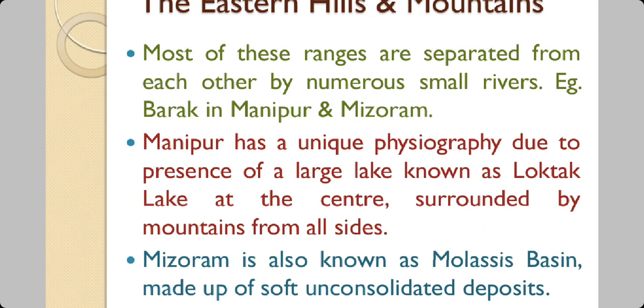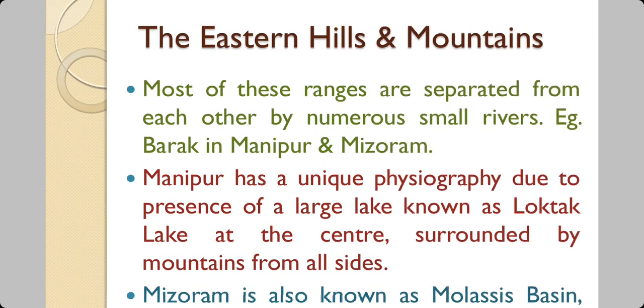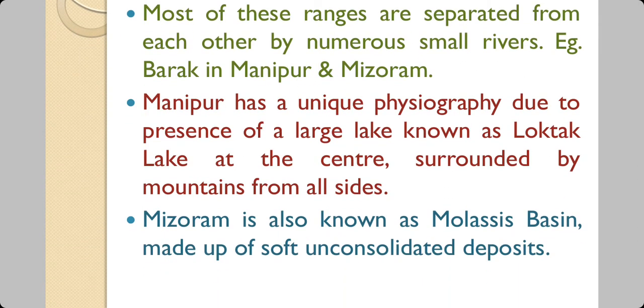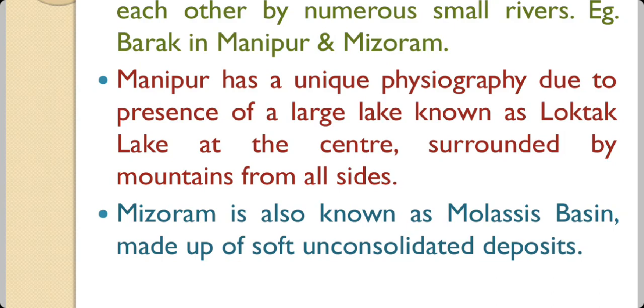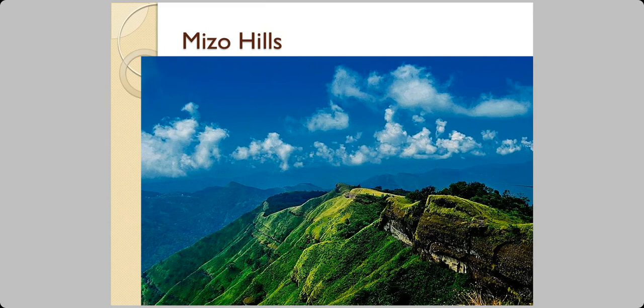Most of these ranges are separated from each other by numerous small rivers. For example, in Manipur and in Mizoram there is a river called Barak. And Manipur has a unique physiography due to the presence of a large lake known as Loktak Lake at the center and surrounded by mountains from all sides. Mizoram is also known as Molasses Basin, and it is made up of soft unconsolidated deposits.